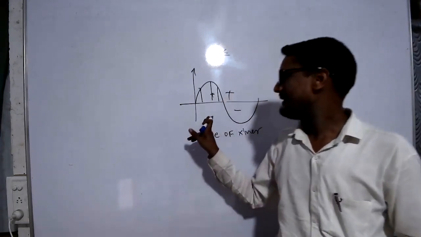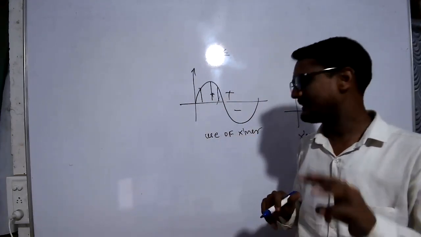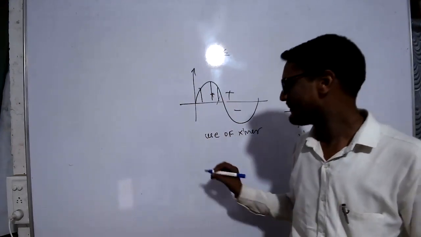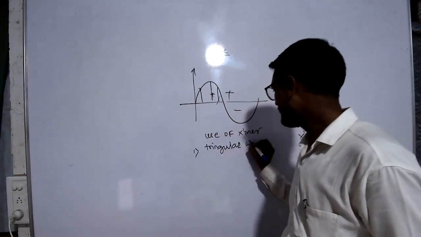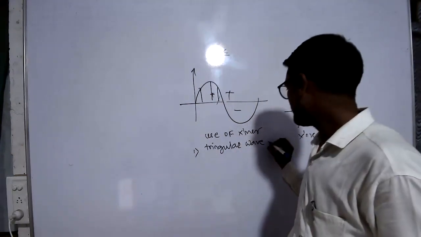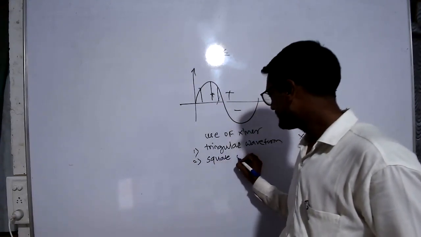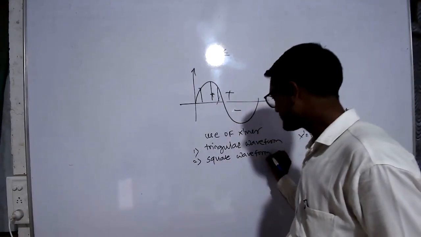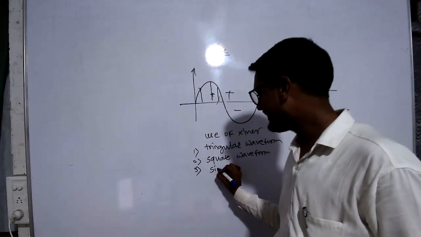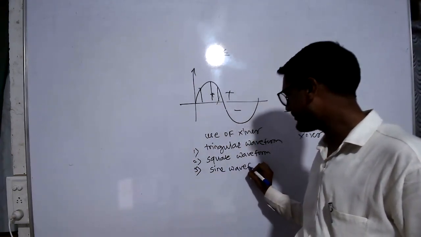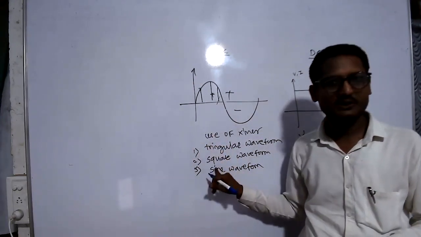Okay, there are different types of AC waveform depending upon the nature of the waveform. There are three types. First type is the triangular waveform, whose shape is like a triangle. Second is the square waveform. And last one is the sinusoidal waveform. It's also called a sine wave or sine waveform. These are the different types of AC waveform depending upon the nature.